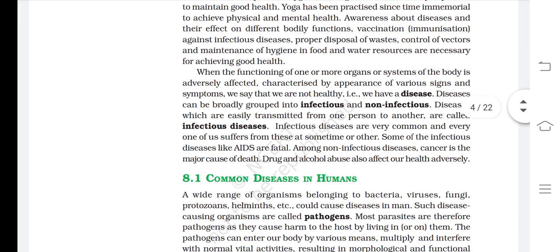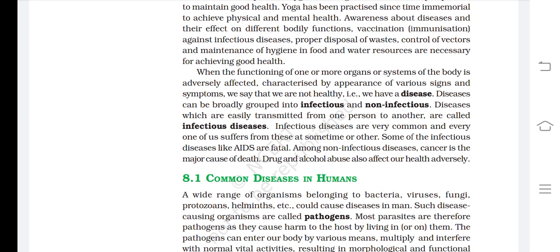When the functioning of one or more organs or systems of the body is adversely affected, characterized by appearance of various signs and symptoms, we say that we are not healthy. That is, we have a disease.